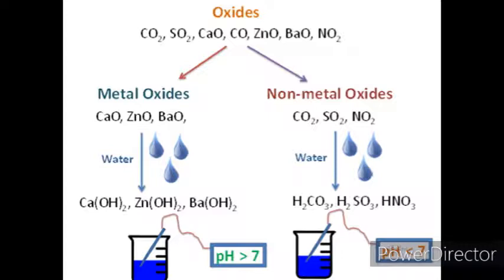Now let's see what happens when they react with water. When metal oxides like calcium oxide, zinc oxide or barium oxide react with water, they will produce a base. Calcium oxide produces calcium hydroxide, zinc oxide produces zinc hydroxide, and barium oxide produces barium hydroxide. And when non-metal oxides react with water, they will form acids. Carbon dioxide forms carbonic acid, sulfur dioxide forms sulfurous acid, and nitrogen dioxide forms nitric acid.